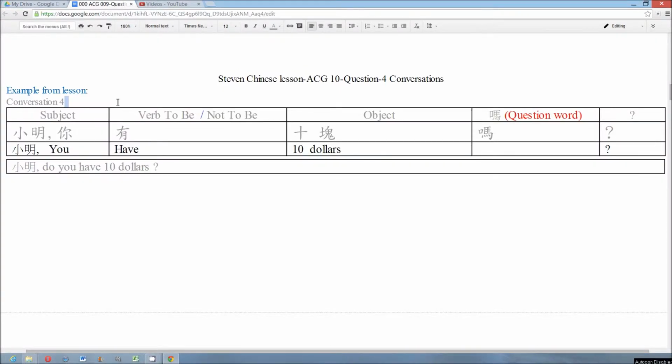This is an example from conversation 4. 小明你有10塊嗎? 小明, do you have $10? Subject, verb to be, and we don't have to use the not to be. Object, the question word ma, question mark.